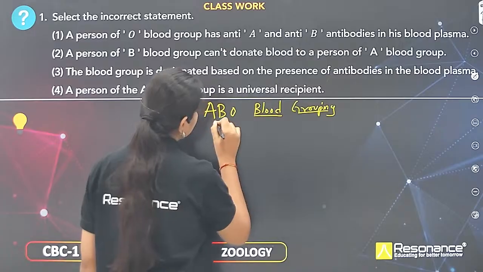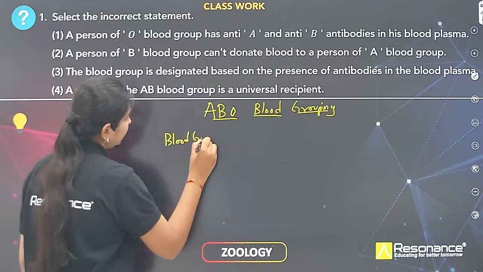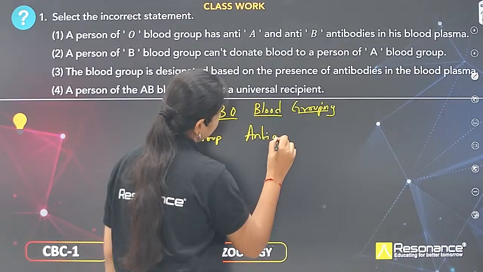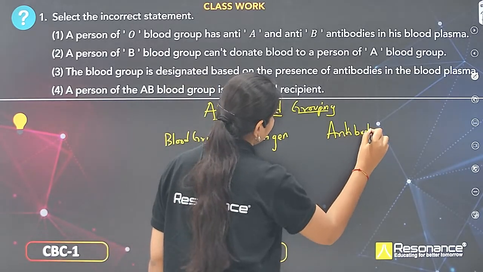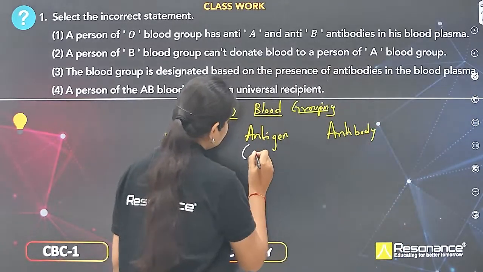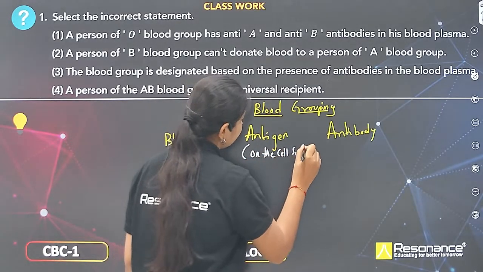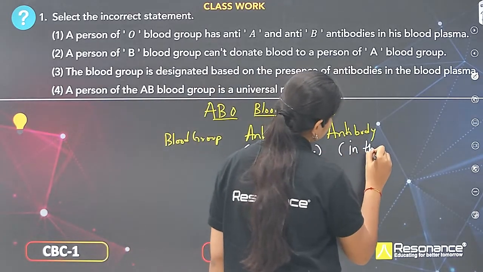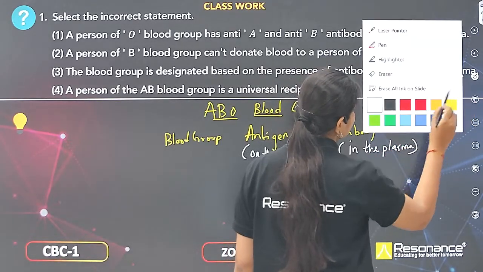Next. Yeah. So here what we have: the blood group, the antigen, the antibody. Now where these antigens are present: the antigens are present on the cell surface, the antibodies are present in the plasma. They are present in the plasma, right?